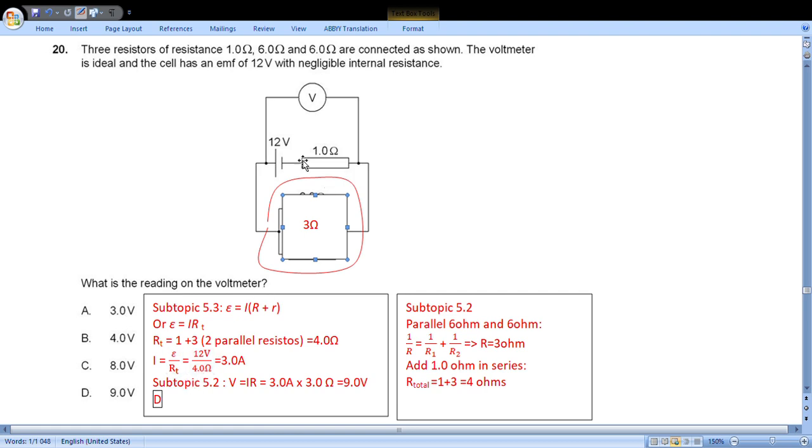Current will be 12 by 4 ohm, 3 amperes. So voltage is measured across the 3 ohm resistance. 3 ohm times 3 amperes gives us 9 volt. To find the combined resistance of two resistors in parallel, here you have the formula, so you can look, and add the 1 ohm resistor in series.